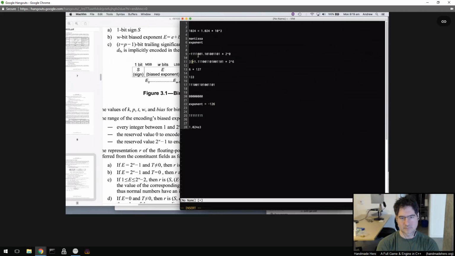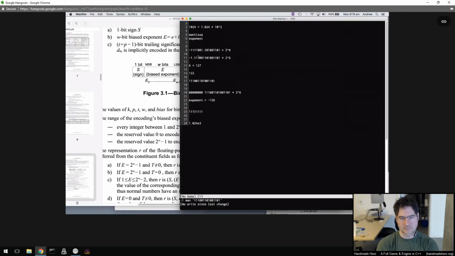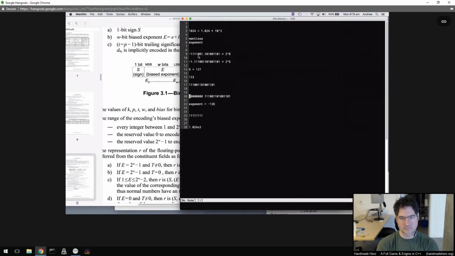So if you were to see, for example, this pattern, whoops, I hate this keyboard. What that means is that this means that number times 2 to the power of minus 126.